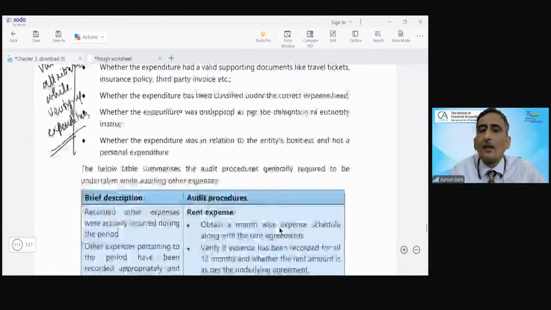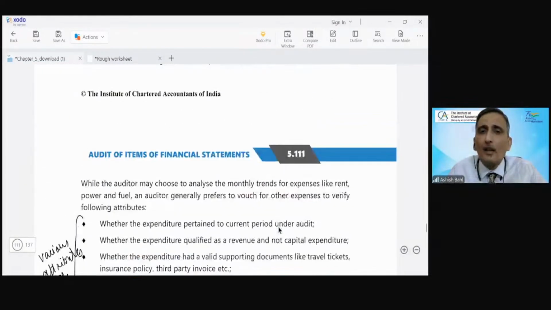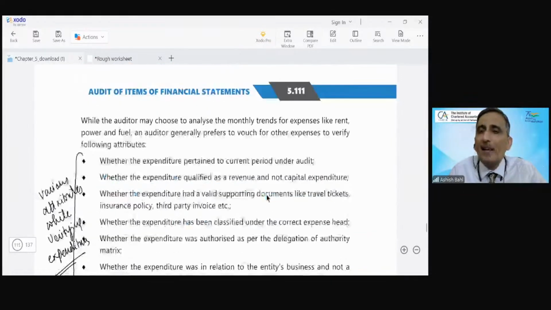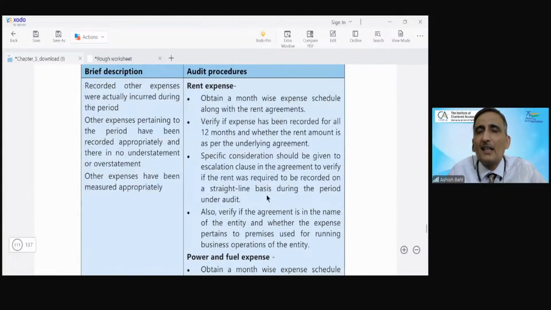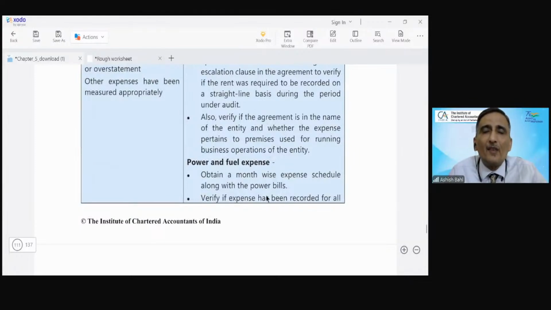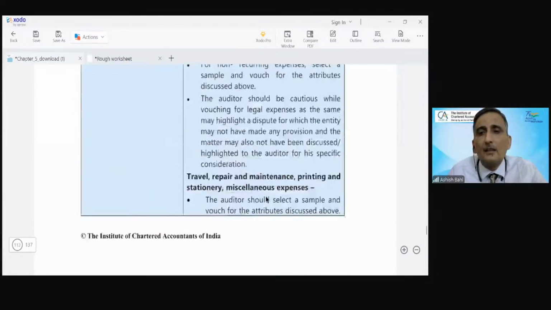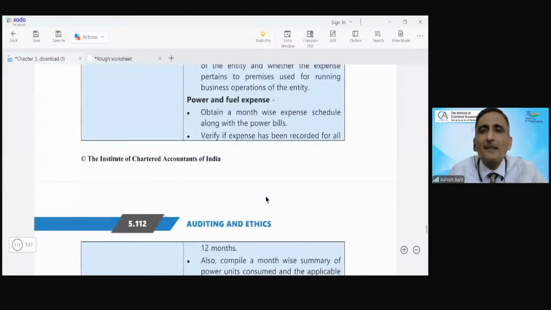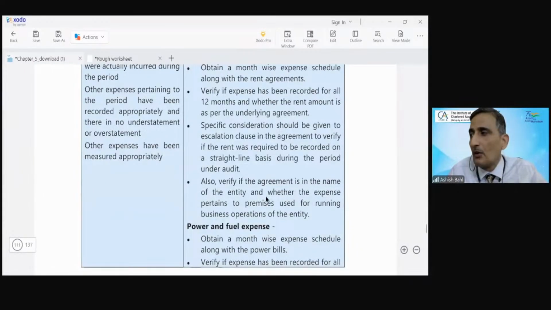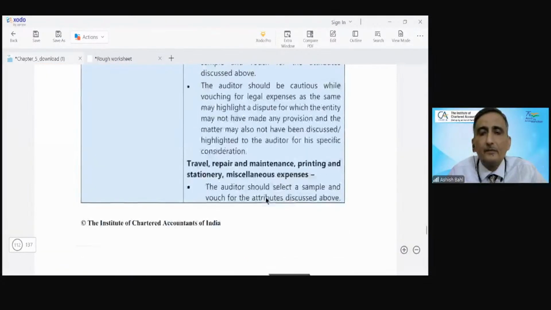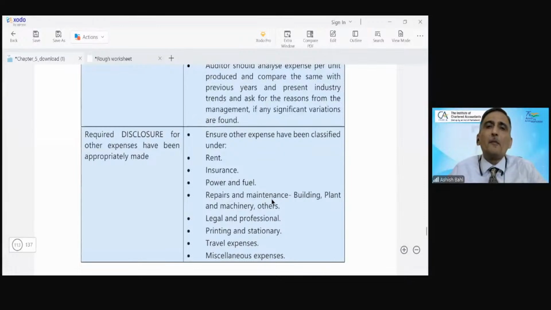Okay, students. For audit procedures relating to each of the expenses, I am not wasting time on this because these are of very general nature. Like for rent, you would see the rent agreement, that rent has been booked for 12 months, and that the agreement is in the name of the entity. Similarly, for power and fuel expenses, you would check whether these have been booked for 12 months, and see electricity bills. Not all expenses are written here; if some expenses come in the exam, you can make out your own procedures and write. So we'll take a break of 5 minutes, students, and we'll come back after 5 minutes.